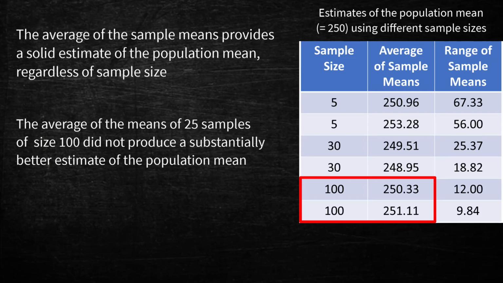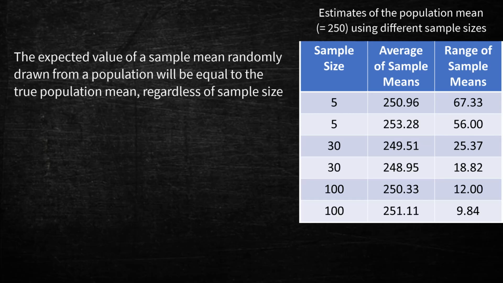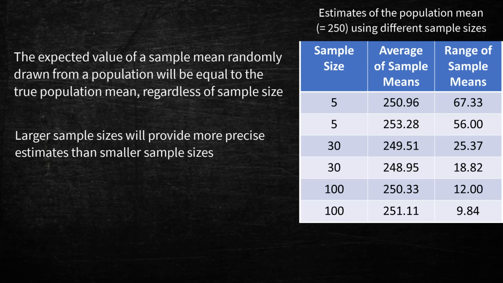But before you conclude that sample size doesn't matter, let's remind you why our results from the simulation turned out the way they did. Remember that the long-run expected value of a sample mean randomly drawn from a population will always be equal to the true population mean, regardless of sample size. But this does not indicate that smaller sample sizes provide as precise an estimate of the population mean as larger sample sizes do. In fact, the truth is exactly the opposite. Larger sample sizes will provide more precise estimates than smaller samples.